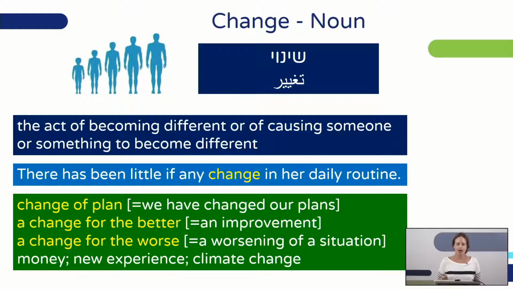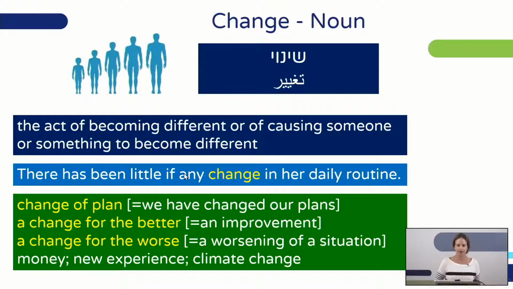Okay? Change, the noun, can also be money, right? So if you buy something and it's $4.50 and you give them a $5 bill, they need to give you your change. So your change would be 50 cents. Okay, that's just another definition of change. Change can also be a new experience. There's also a thing that's called climate change. Okay, climate change, you know, we have global warming. So that's also where you have change.